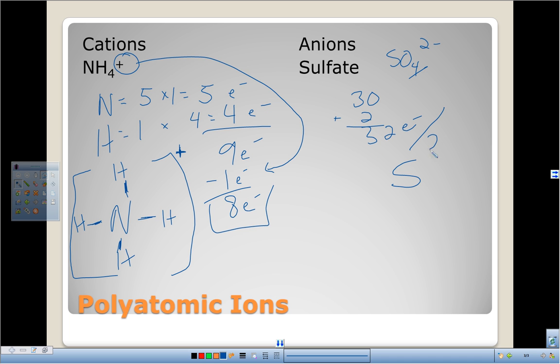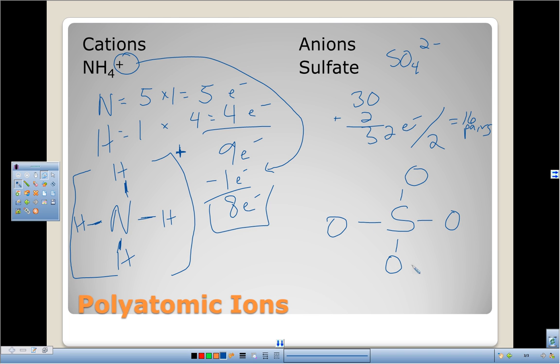How many pairs is that? Divide by 2, I know I have 16 pairs now. Okay. Let's do this. Put sulfur in the middle, and there's 4 oxygens. One, 2, 3, 4. I said put a single bond between the central atom and the outer atoms.